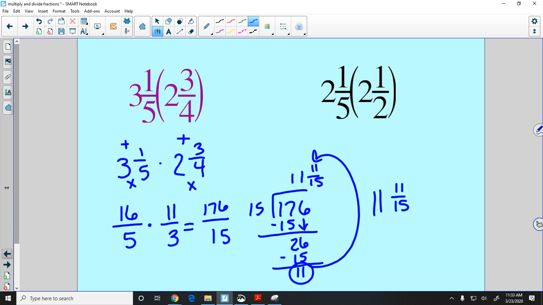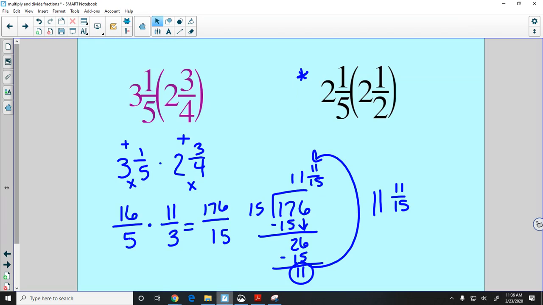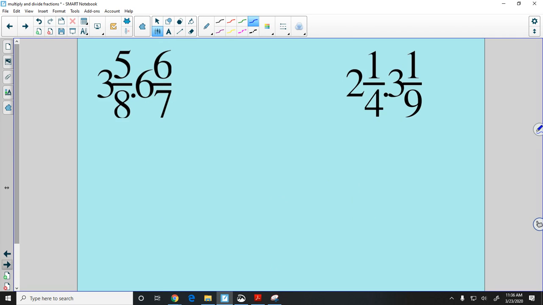All right, I want you to pause and I want you to try this problem right here, and then we're going to move into dividing fractions. All right, so let's move to division.